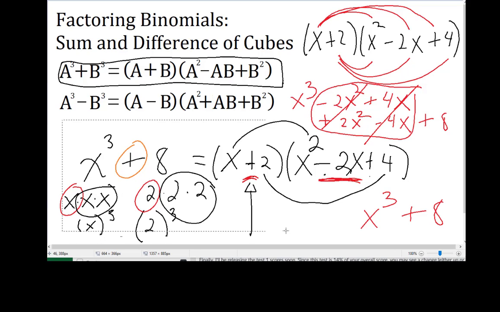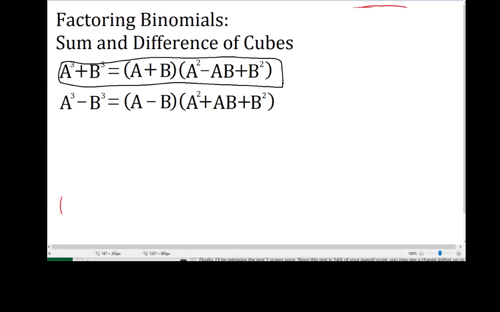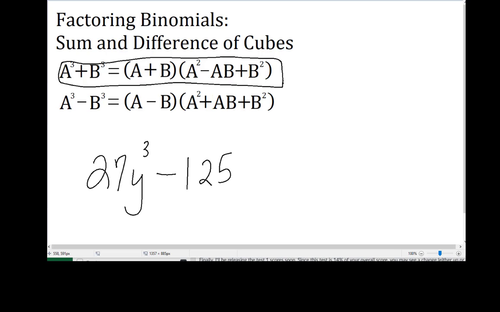Now the good thing about this is that once you learn one pattern and you remember the SOAP rule, then the other pattern is almost identical, the only difference being the signs, and we use our SOAP rule. So let's say I have 27y cubed minus 125. Now I picked some bigger numbers this time, but you can play around, or if you know how to use the cube root function on your calculator, you can take the cube root of 27 and the cube root of 125.